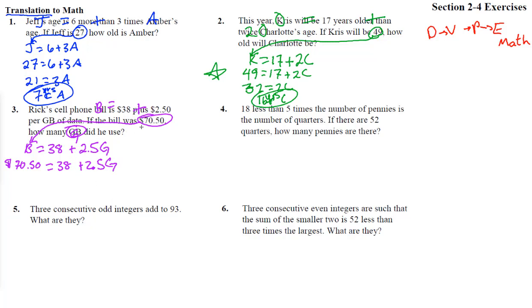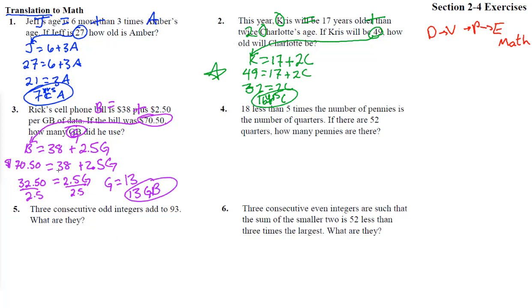Now, some would do it and say, well, let's take the 70.50 and subtract 38, and then we can divide by 2.50 and find out. And you'll see that's exactly what we're doing. Subtract 38, and we get 32.50 equals 2.5G. Divide by 2.5, divide by 2.5, and we get that G equals 13. So 13 gigabytes. Excellent.